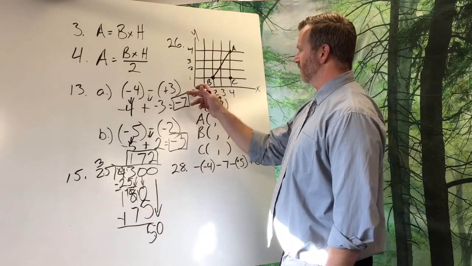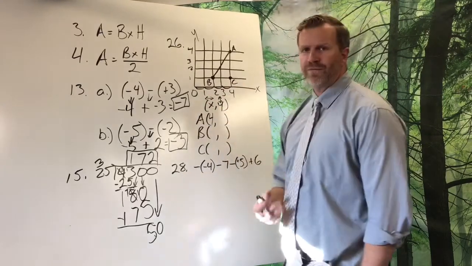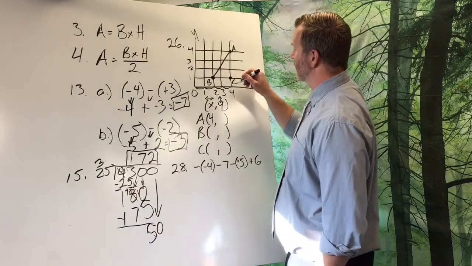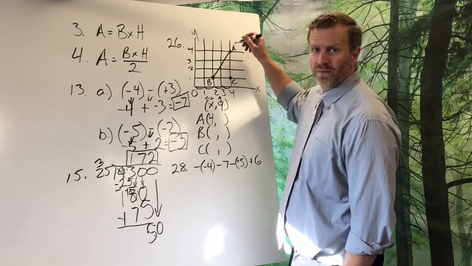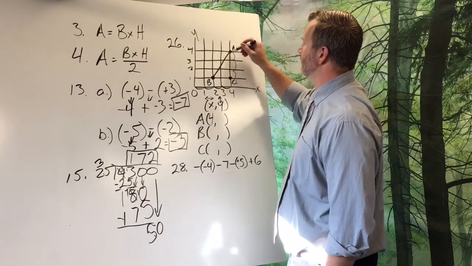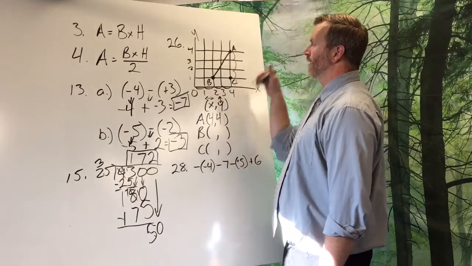So let's count it. We went over 1, 2, 3, 4. So your first coordinate is 4. Now, how many did we have to go up to get to where the spot is on A? We went up 1, 2, 3, 4. So our coordinates for A were over 4, up 4.